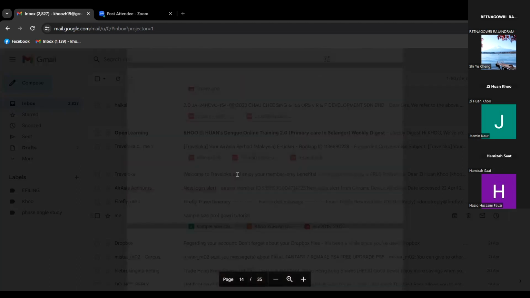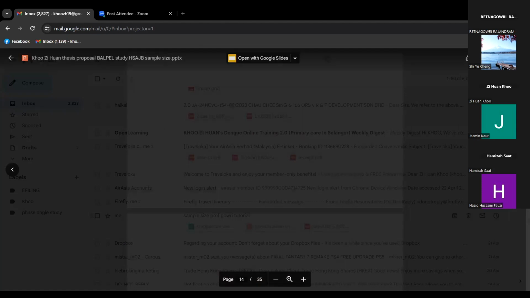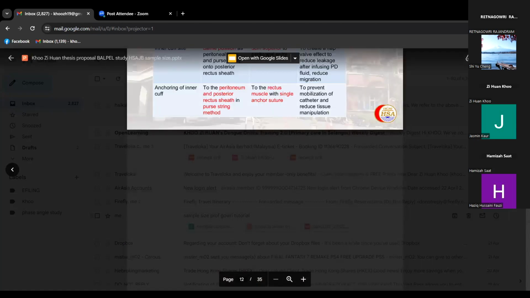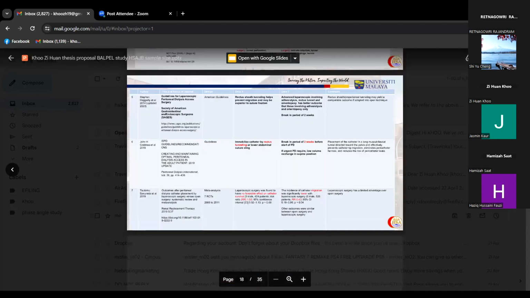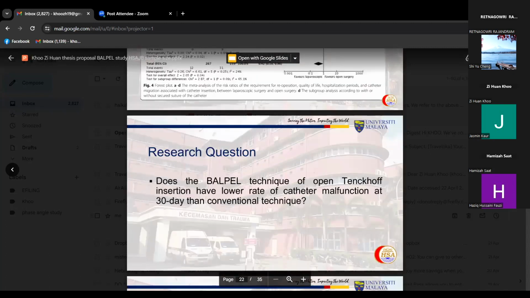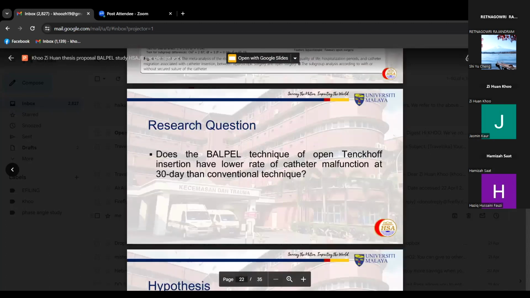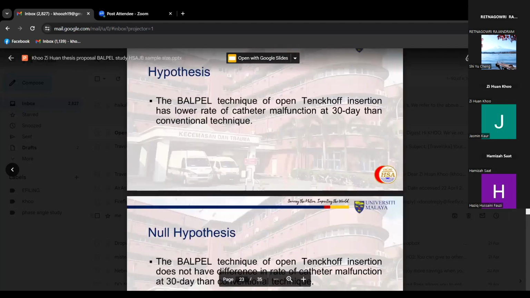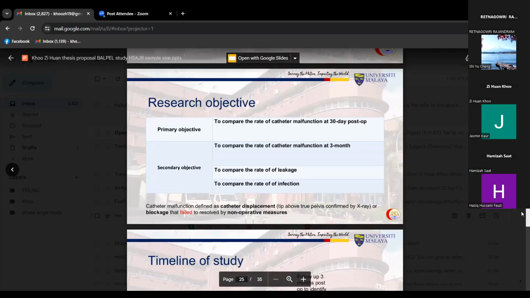This is your problem statement. Where's your research objective, research question, if you have it? I have it. This is my research question. Okay, so does this technique have lower rates? So you're looking at the rate of catheter malfunction at 30 days, compared to the conventional technique. Okay. So this is my research objective.